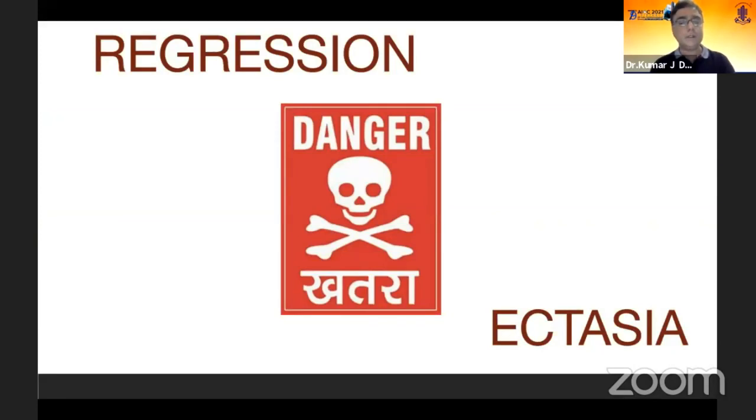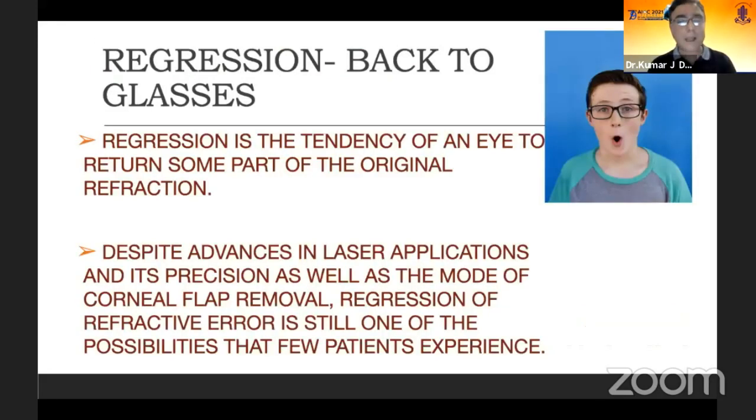Now, the question is about regression and ectasia, because this danger sign in between is quite obvious, as the whole management and treatment is going to change. What happens in regression is a tendency for an eye to return some part of the original refraction. If you have treated -5, of course, it's not going to become -5 again, but the patient may get -1, -1.5 again. Despite advances in laser applications and the precision and mode of corneal flap creation, regression in refractive error is still a known possibility and we have to tell our patients about it.